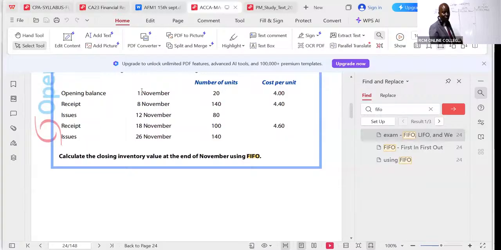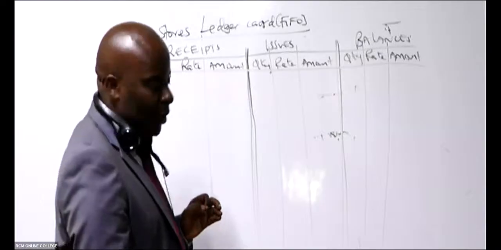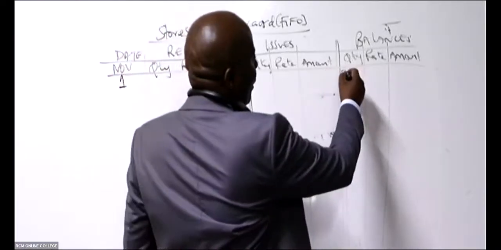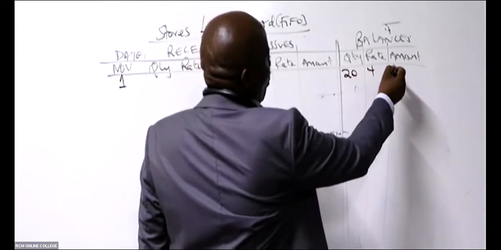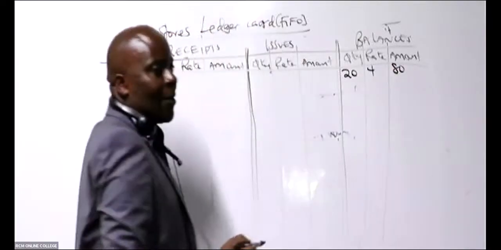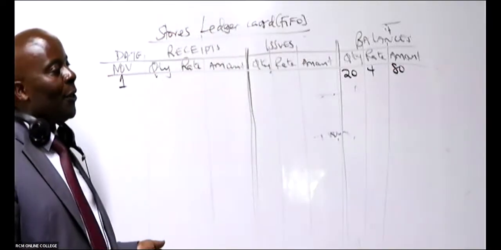So you can see the opening balance was on 1st November. So the first date here is 1st of November, so you write it here first. Don't write November again because November has been taken care of. So what happened on 1st November? We had an opening balance of 20 and each one of them was costing 4. So 20 at 4, you write here in the balances. So the amount is how much here, somebody? Because that is the rate, cost per unit.